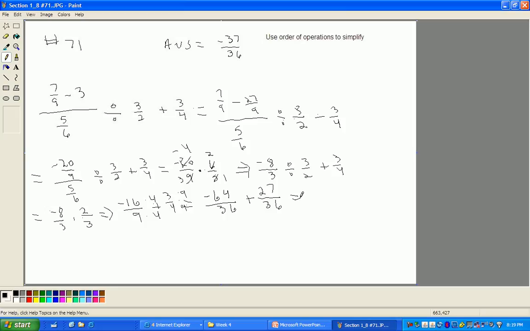So our answer is going to have the denominator of 36. And now negative 64 plus 27 is going to be negative 37. So there we go. There's our answer, and sure enough, it matches exactly what we had to begin with. I'm going to try to do one more. I'll just save this one.